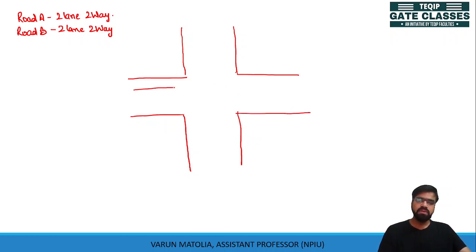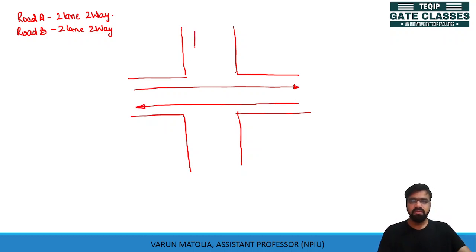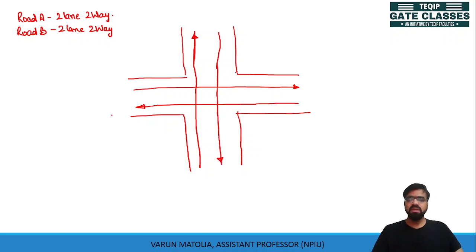I have a traffic stream coming from this direction, moving like this, and another traffic stream parallel to this moving in the opposite direction. Similarly, I have one traffic stream moving in this direction, and another traffic stream parallel is moving in the opposite direction. So this is the traffic on the road, with two-lane, two-way traffic on both the roads. Now, this is easily visible.